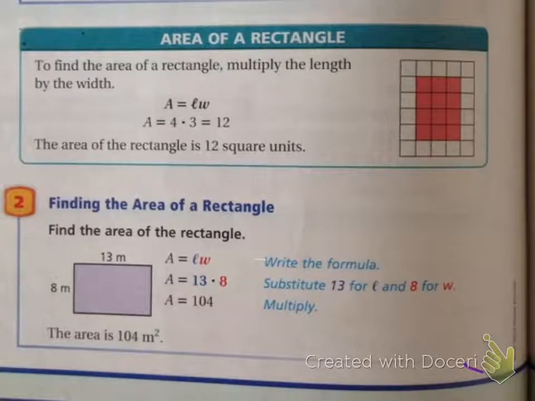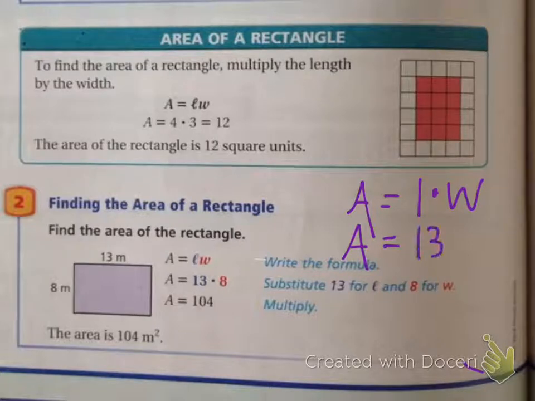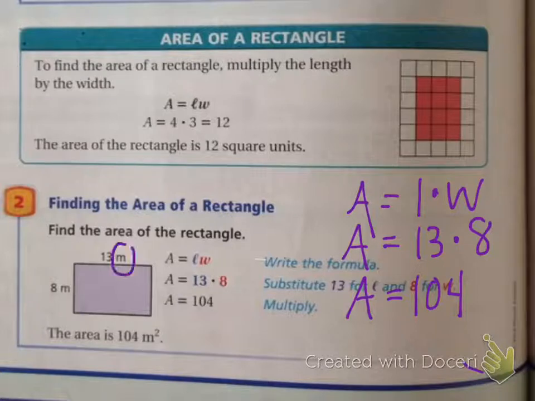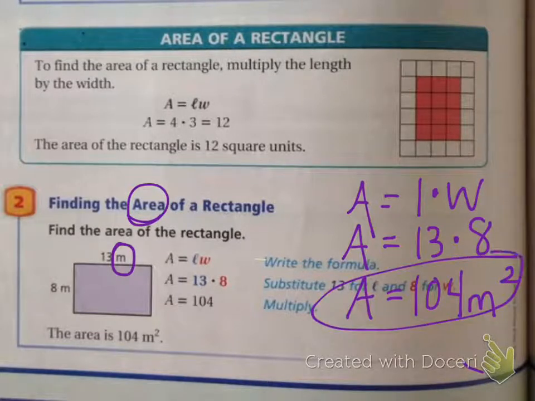You would come over to the side, A equals length times width, and then for your next step you plug in, A equals length times width with the numbers. Then you solve, A equals 104, and then you label it. My label happens to be meters, but I'm dealing with area, so it's meters squared, and circle your answer. Since we're doing this kind of virtually, you're going to do this on a piece of paper.